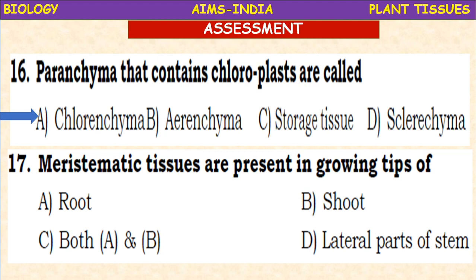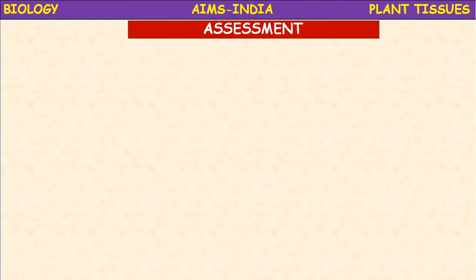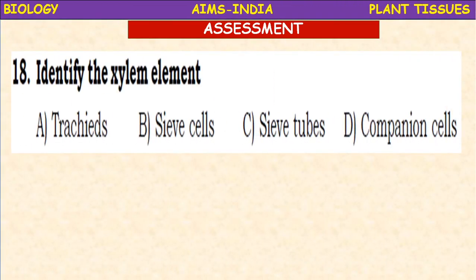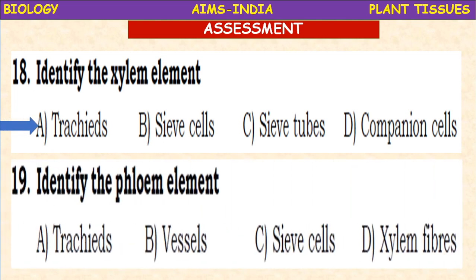The meristematic tissues are present in growing tips of, very simple, root and shoot. Next, identify the xylem element. Here 4 options are given, from which one you have to select which is xylem element. Tracheids, sieve cells, sieve tubes, companion cells. So xylem tracheids. Identify the phloem element here. Here tracheids, vessels, sieve cells, xylem fibers are given. So here sieve cells.